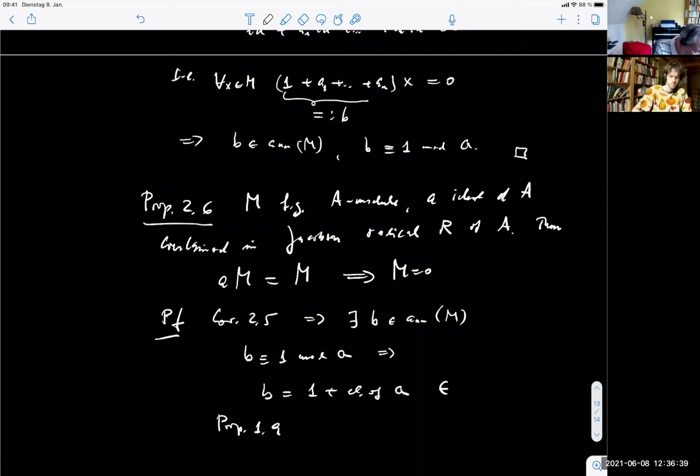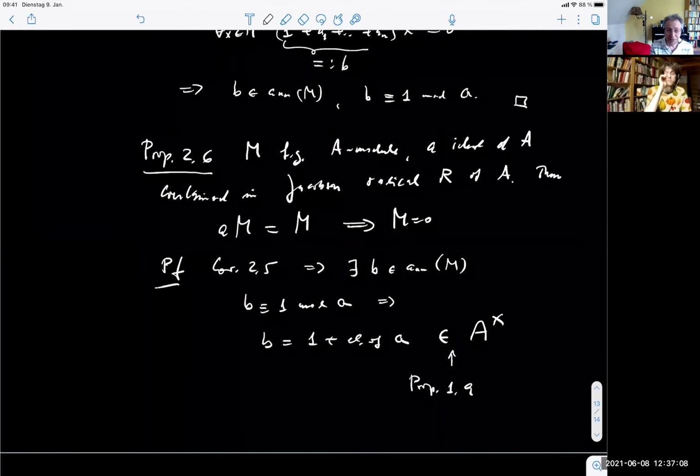this is a unit. Okay, that's always so. If you have a 1, you add an element in the Jacobson radical, you get a unit. Think of the special case. You have 1 of a local ring, you add an element in the maximal ideal, you get a unit. Okay, then I'm done. So I have now B, it's a unit, it annihilates the module. So the module must be 0.